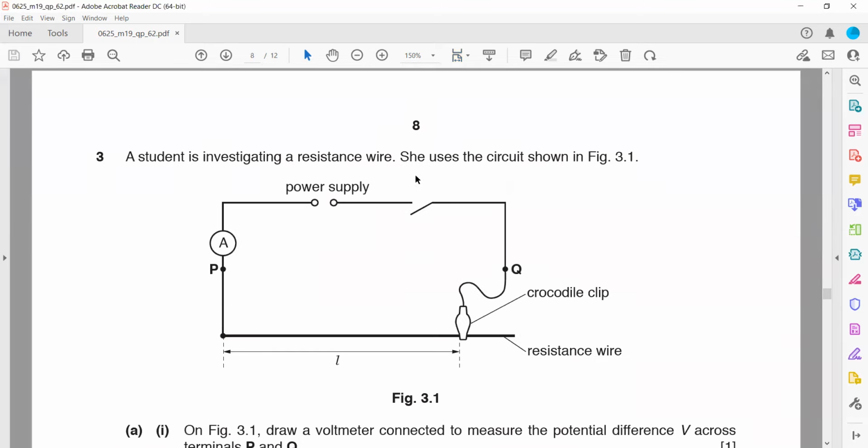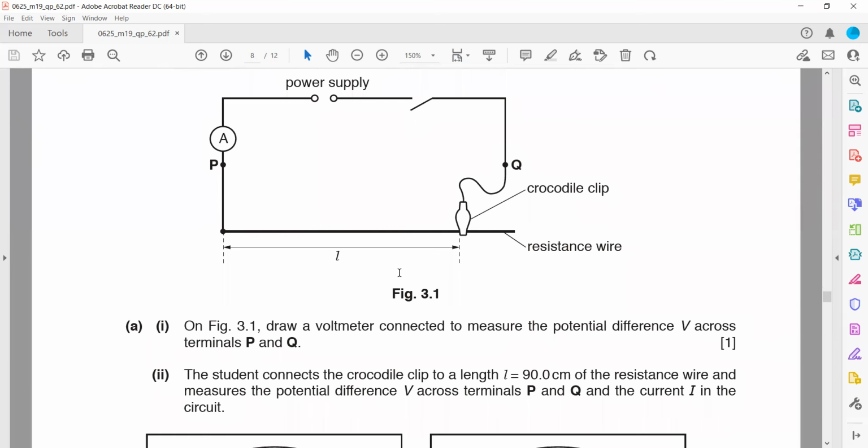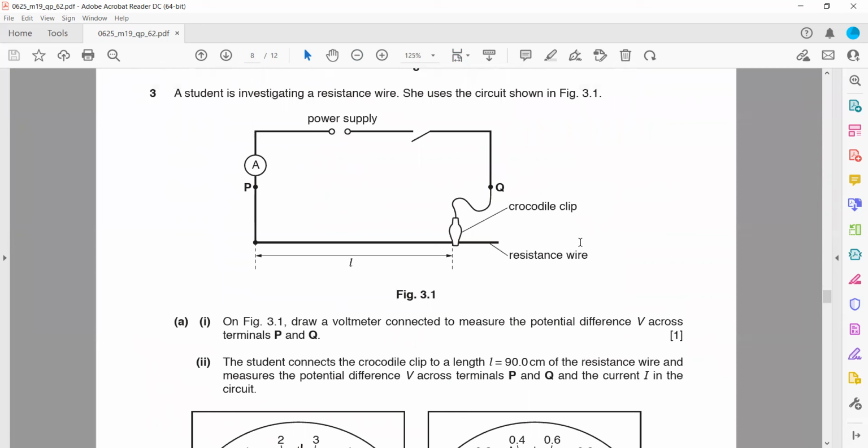Question 3. A student is investigating the resistance of a wire. He uses the circuit as shown. Figure 3.1 is the circuit diagram. A crocodile clip is used to vary their length. On the figure, draw a voltmeter to measure the voltage across the terminals P and Q. So use screen annotation, draw the voltmeter to measure the voltage across P and Q.